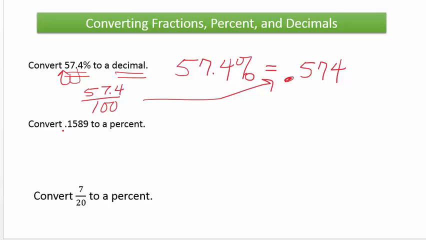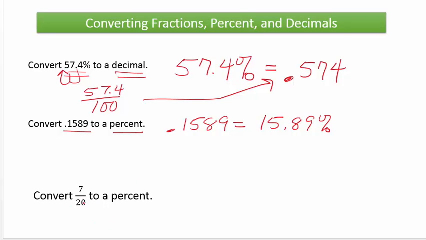Here we're changing a decimal to a percent. So think of D to P, which means we have to go to our right. So we're going to go 2 places to the right, and 0.1589 converts to 15.89%.